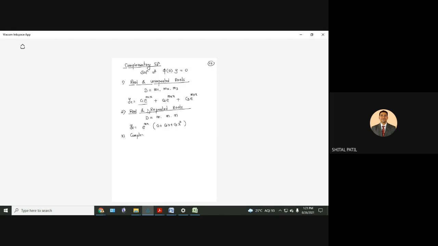Complex, or you can write imaginary, and unrepeated roots. Right. Complex roots appear in pairs. Now you are not offline in the college, so you are online, so it is difficult to explain this. Complex roots appear in pairs.